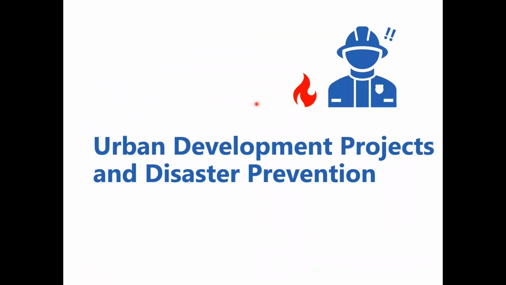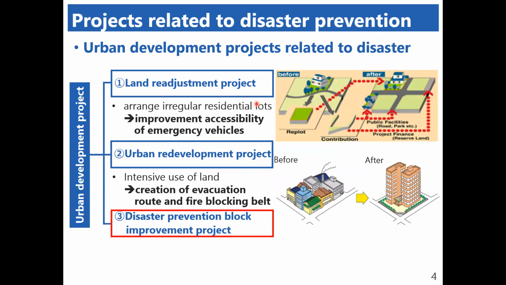Now I'm going to introduce the relationship between urban development projects and disaster prevention. There are three urban development projects related to disaster prevention in Japan. Firstly, the Land Readjustment Project, which is often called the mother of city planning, arranges irregular residential lots to improve the accessibility of emergency vehicles. The second, the Urban Redevelopment Project, aims at the creation of an evacuation route and fire blocking belt by means of using land intensively.